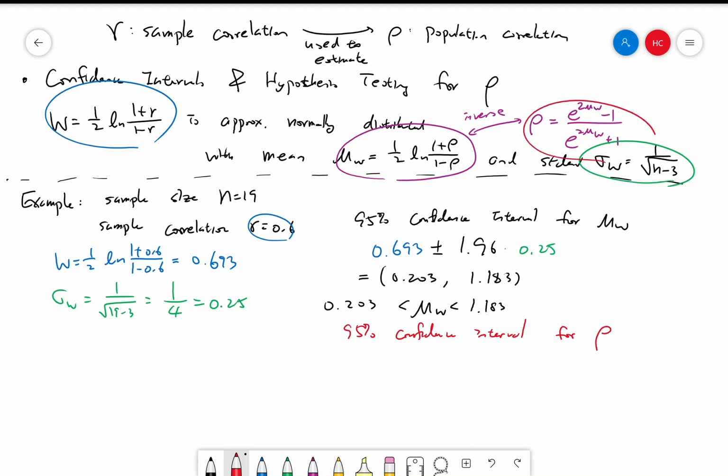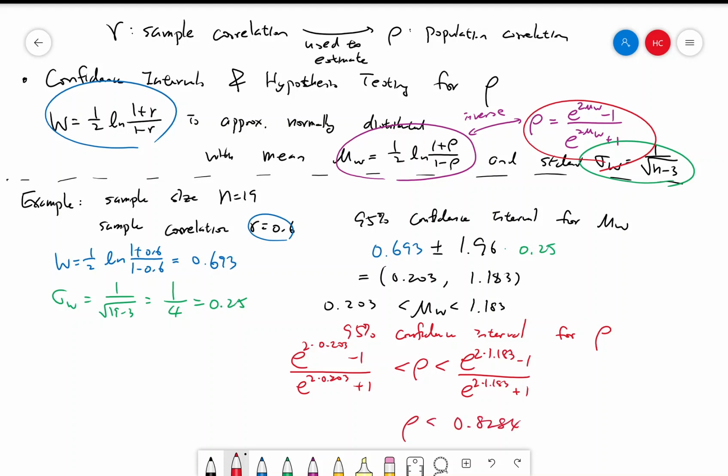So now it's time to use the relation we just derived. All you need to do is plug those upper and lower bounds into that fraction, and then we get the 95% confidence interval for rho. So the upper bound for rho is going to be (e to the 2 times 1.183 minus 1) over (e to the 2 times 1.183 plus 1). And the lower bound is going to be (e to the 2 times 0.203 minus 1) over (e to the 2 times 0.203 plus 1). If you do the calculation using your calculator, the confidence interval is going to be rho between 0.2 and 0.8284. So this is your final answer.